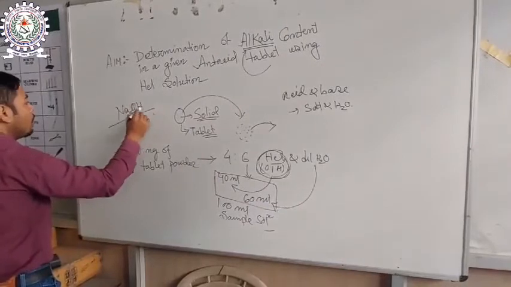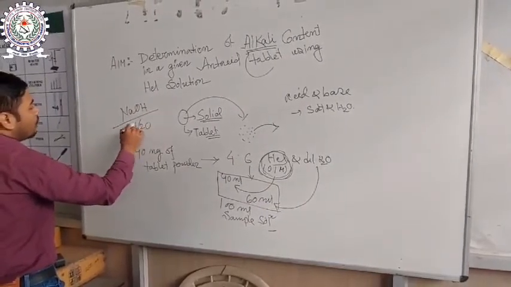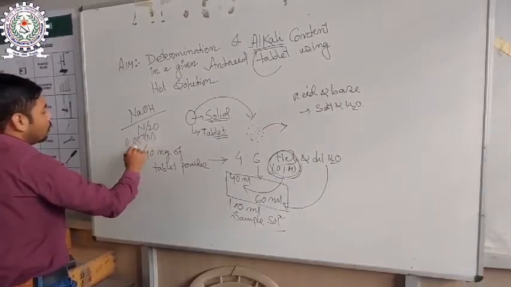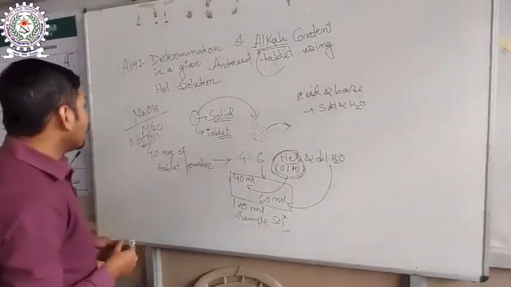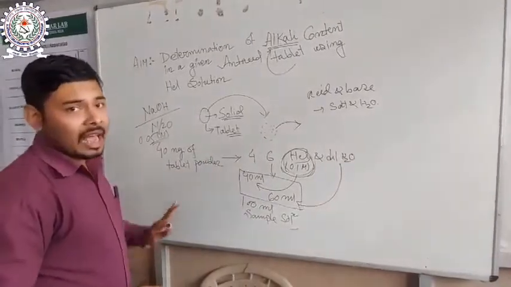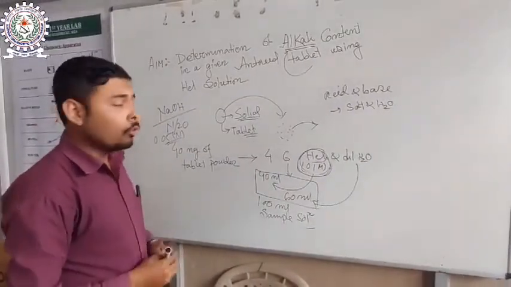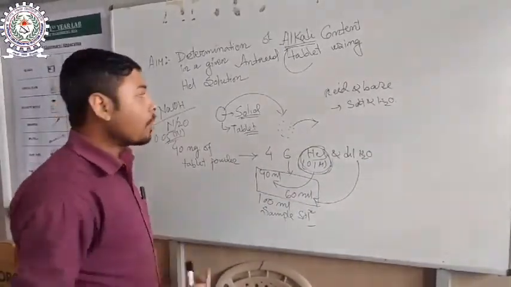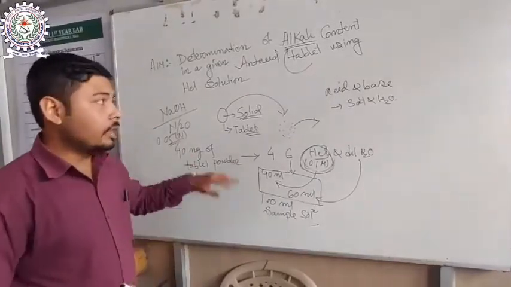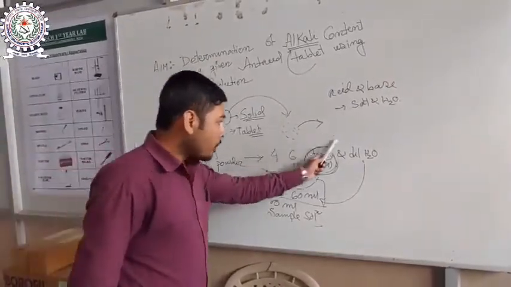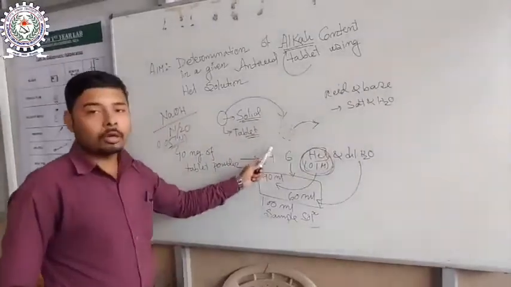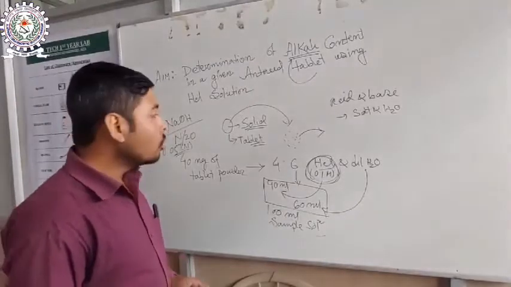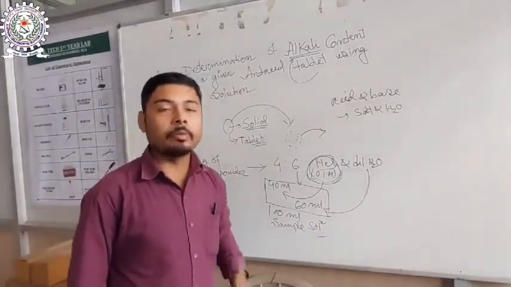Everything is written in your manual. NaOH n by 20, that is 0.05 normal or molar, whatever you may call it. So this is the overall experiment. I have given you a general overview before performing the experiment, but in detail it will be discussed by your faculty, so don't worry about that. Everything is written in the manual, and this solution preparation is also mentioned in the manual. So now let's start the experiment.